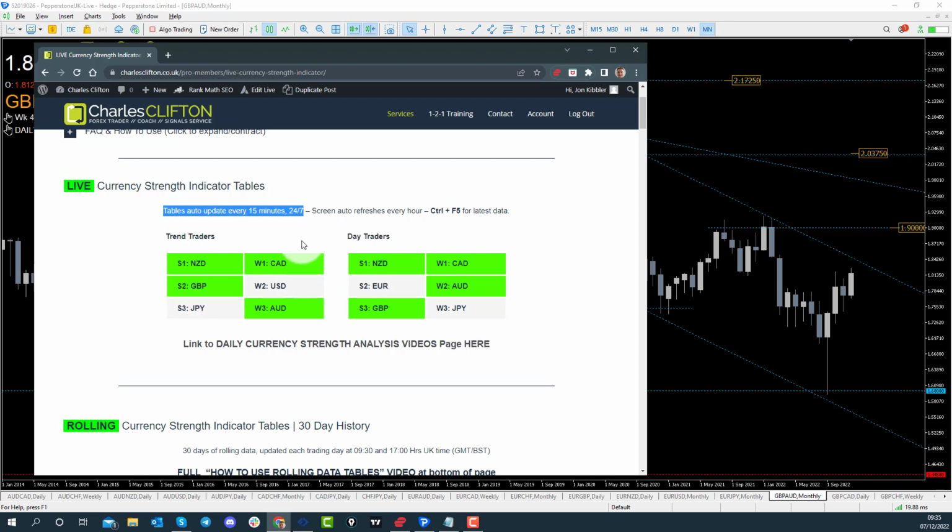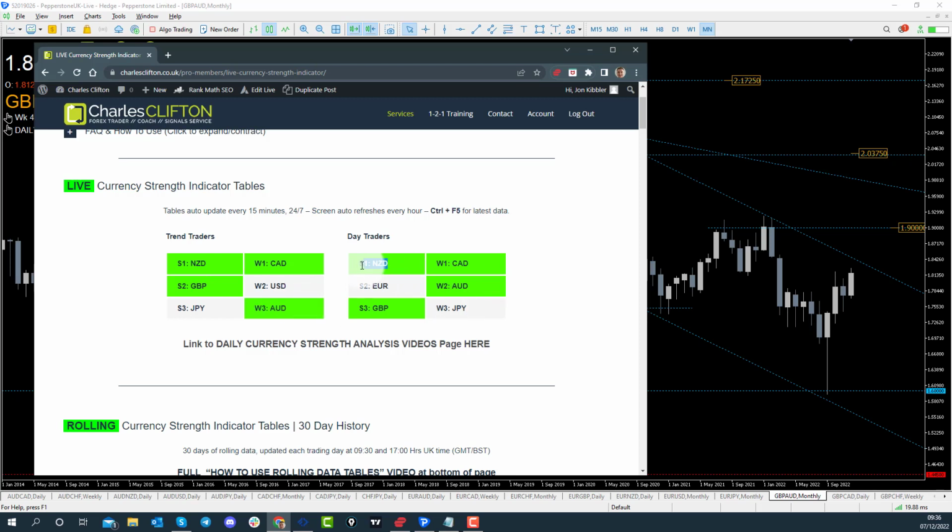So what are the trend traders and day traders tables showing us today? Well, it's showing us that the New Zealand dollar remained top on both charts. This is then followed by the pound on the trend traders table as the second strongest currency, followed by the Japanese yen as the third strongest currency. On the weak side of the table, we have the Canadian dollar as W1, so the weakest currency, followed by the US dollar as the second weakest currency, followed by the Australian dollar as the third weakest currency.